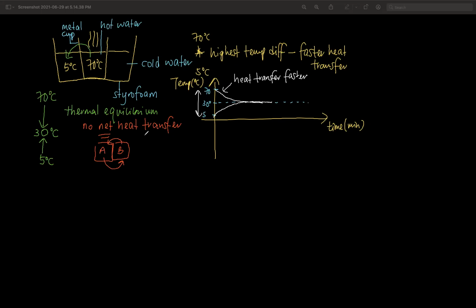Now in the equilibrium state, there's a fundamental rule. There's a fundamental rule that says if you have three objects, let's say you have object A, object B, and object C.